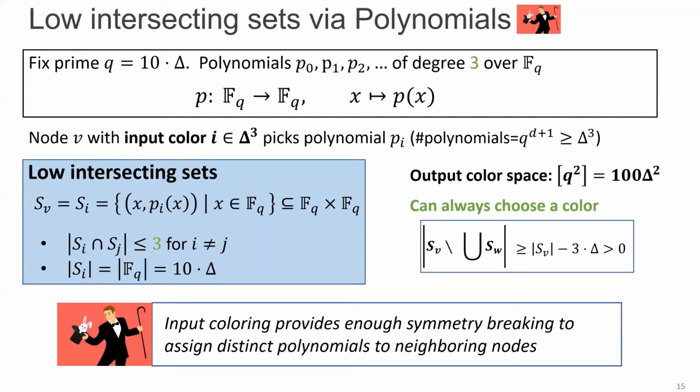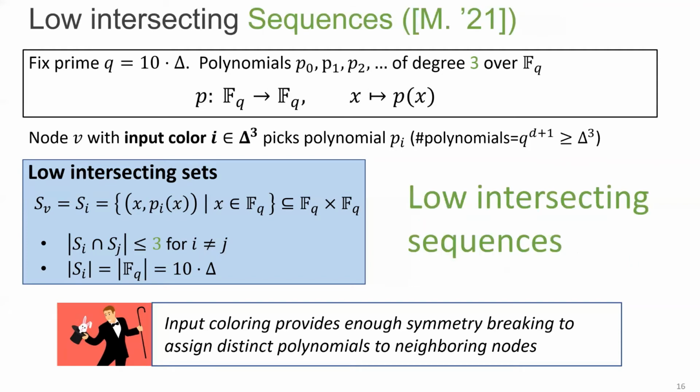So the input coloring here provides enough symmetry breaking to assign distinct polynomials to neighboring nodes. This is what you need to know about Linial's algorithm. Now I want to talk about the results of this paper.